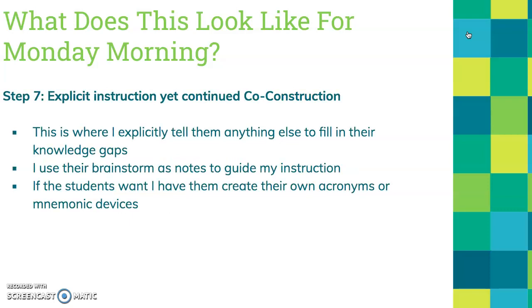So then step 7, you're going to decide, all right, explicit instruction yet or continued co-construction? So maybe there's still more that I need them to get. Maybe I have them revisit and I draw their attention again to specific ones. But after I feel like I've gotten everything out of them, this is where I'll just explicitly tell them to fill in those knowledge gaps. Okay? Their brainstorm is the notes to guide my instruction. I don't have pre-written notes that I'm going to give them afterwards, because then they're just going to expect those. Their brainstorm becomes their notes.